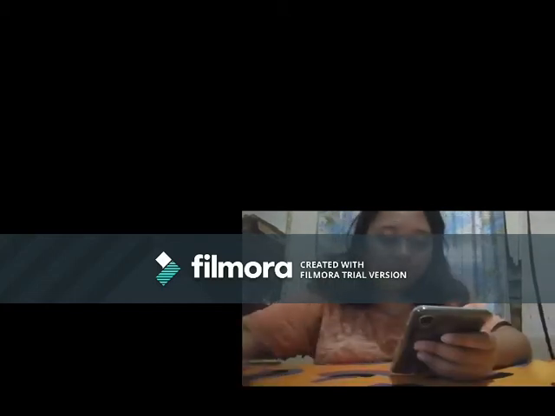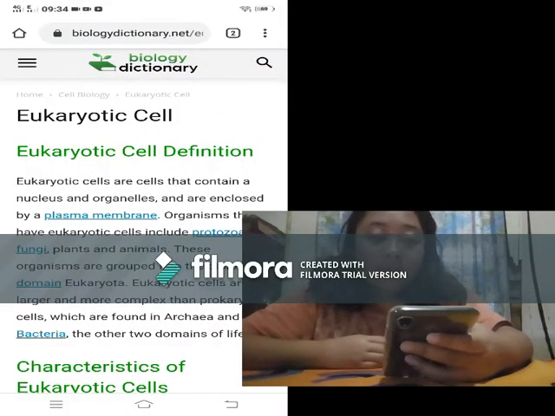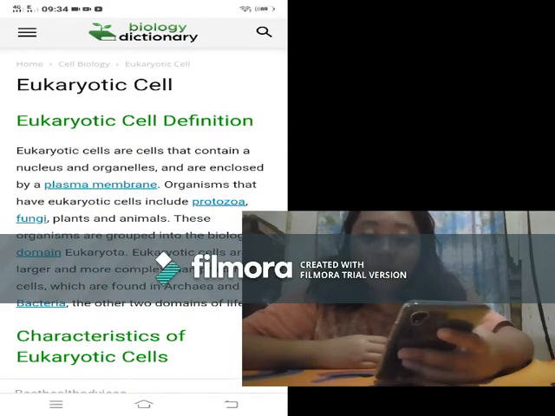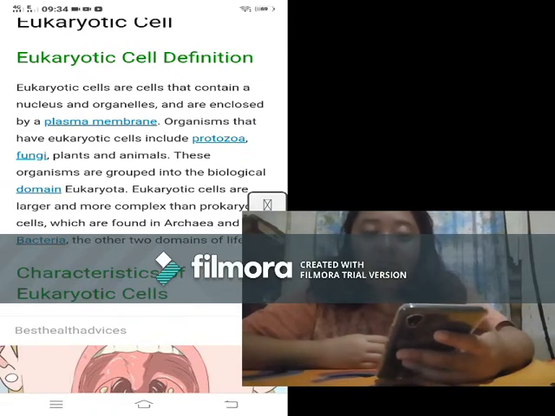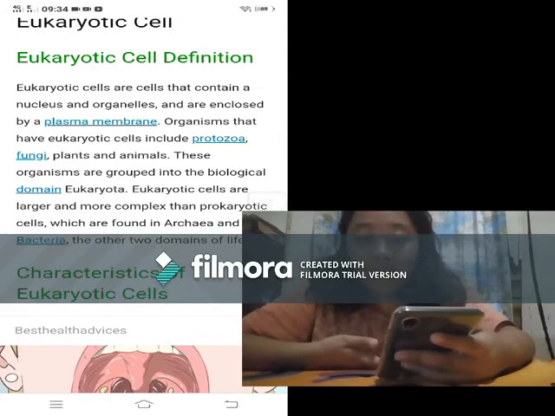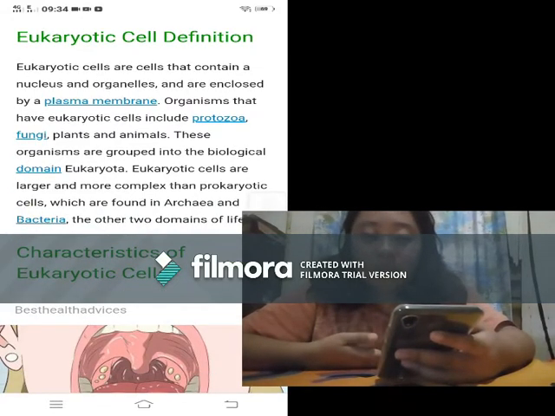So the summary: eukaryotes are the cells that have helped organisms advance to new levels of specialization beyond imagination. You wouldn't be here if eukaryotic cells did not exist. Eukaryotic cells are cells that contain a nucleus and organelles and are enclosed by a plasma membrane. Organisms that have eukaryotic cells include protozoa, fungi, plants, and animals. These organisms are grouped into the biological domain Eukaryota.